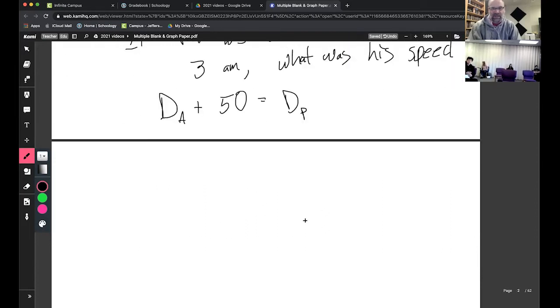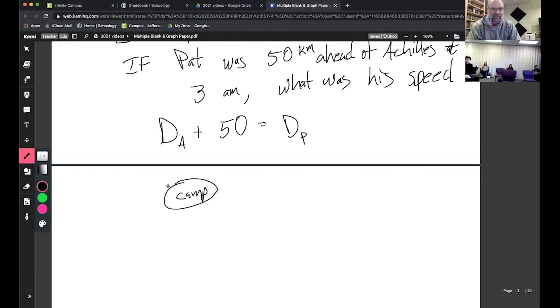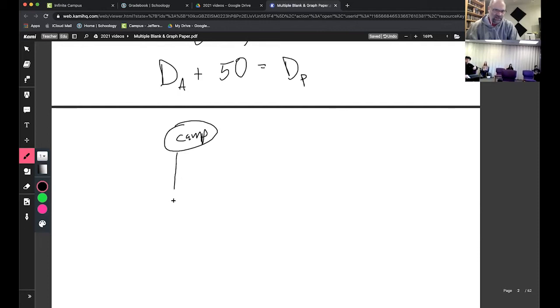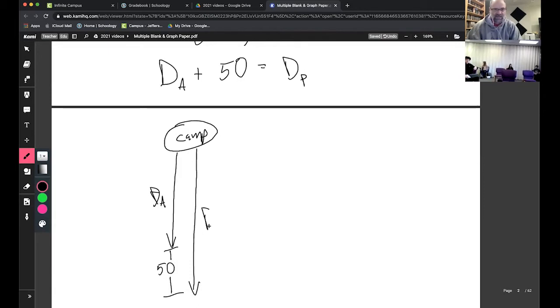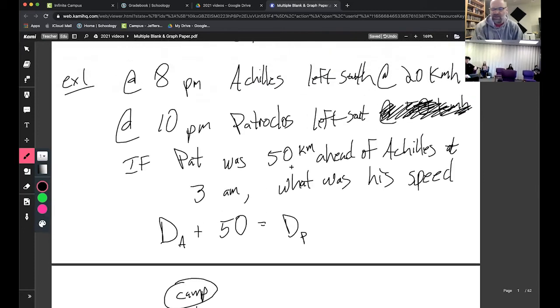So if I drew this diagram here, so here's camp. So at, what was it, 8 a.m., Achilles left. And then at 10 a.m., Pat left. And this is where it ended up at 3 a.m., okay? So this is 50 here, so you can see that, oh, okay, so it's basically Achilles' distance plus 50 has to equal Pat's distance. Okay, so if it helps, draw a diagram, but this is the other scenario.